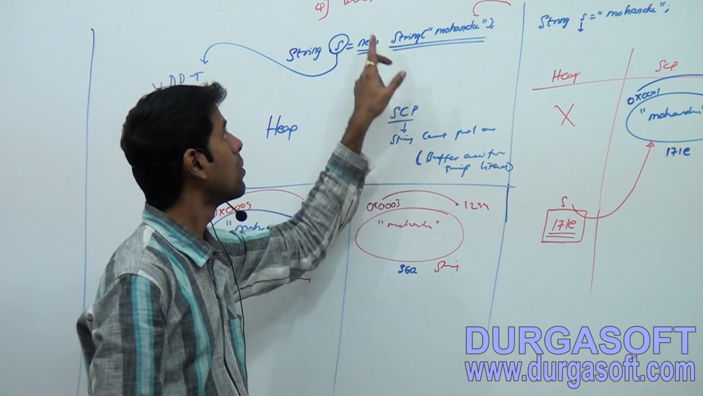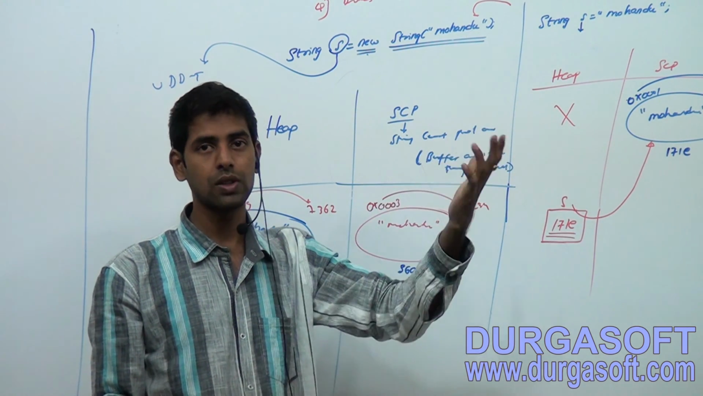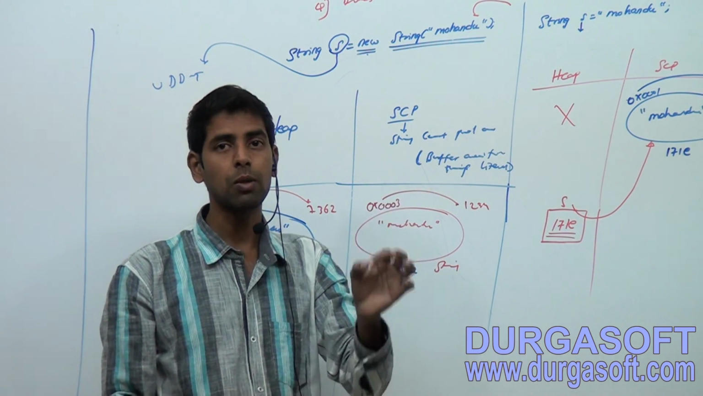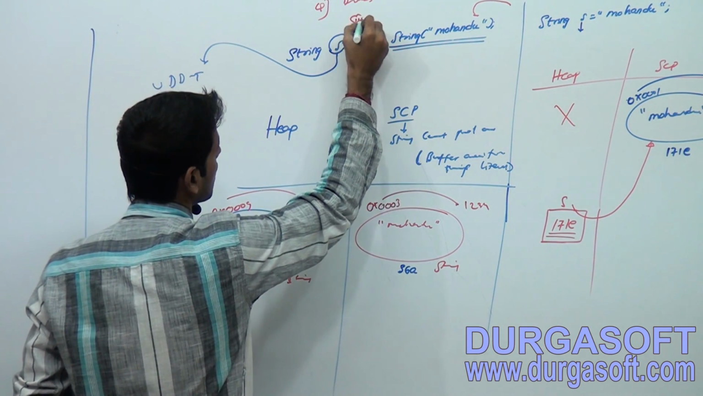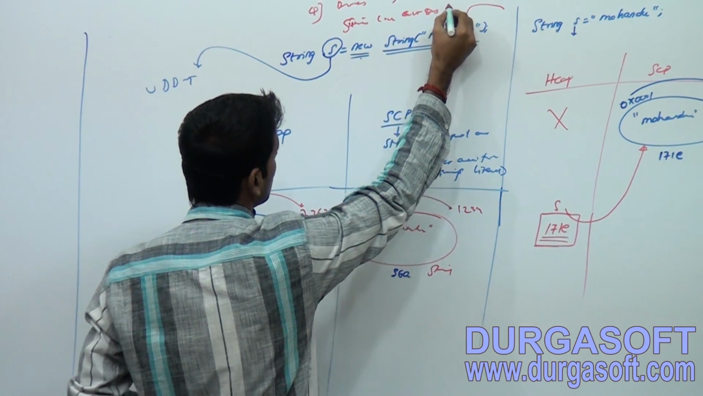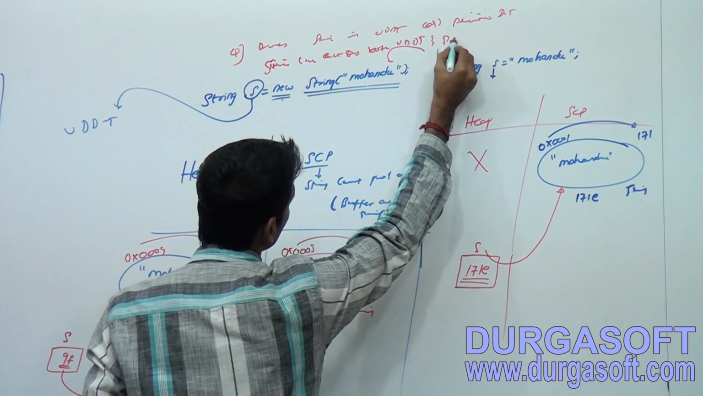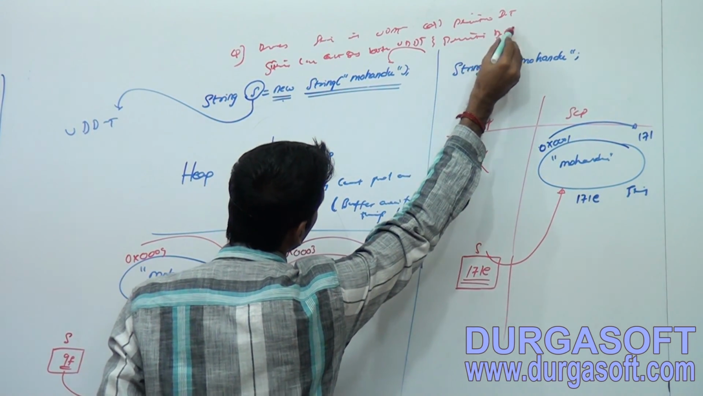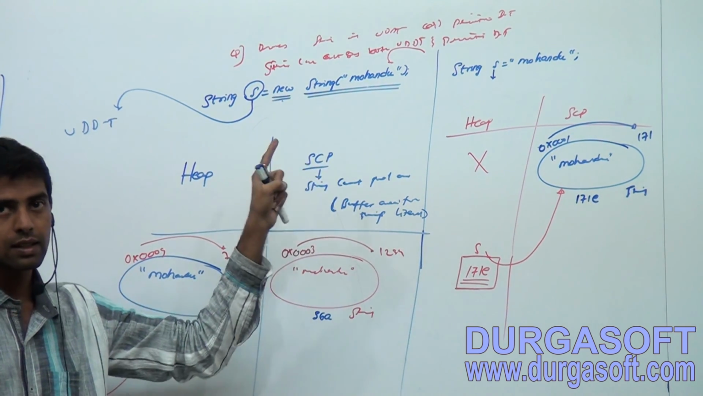So what's the answer for this one? It can act as both user defined data type and primitive data type. So string can act as both user defined data type and primitive data type. So this is the analysis thing.